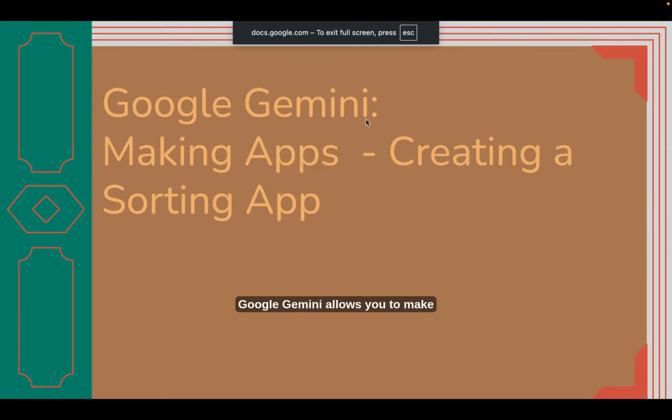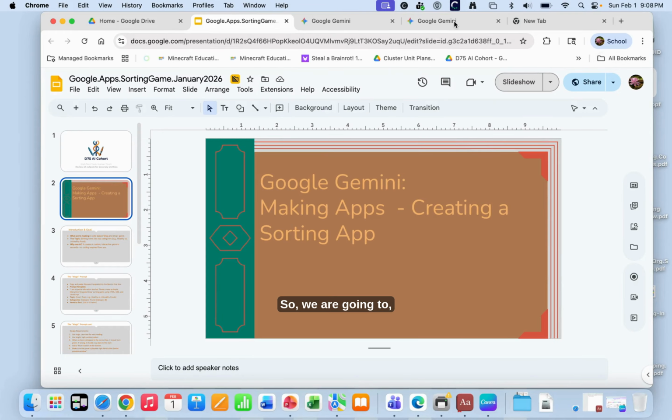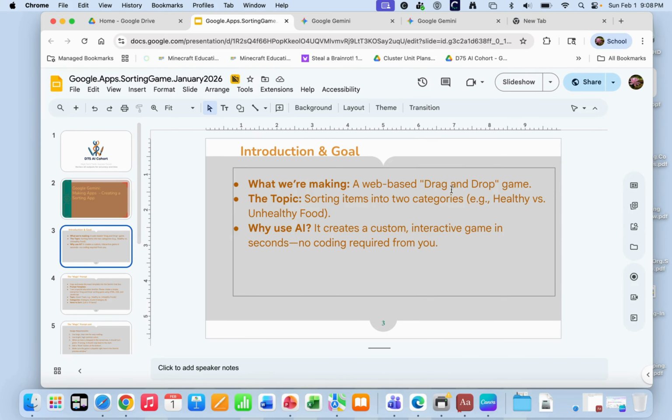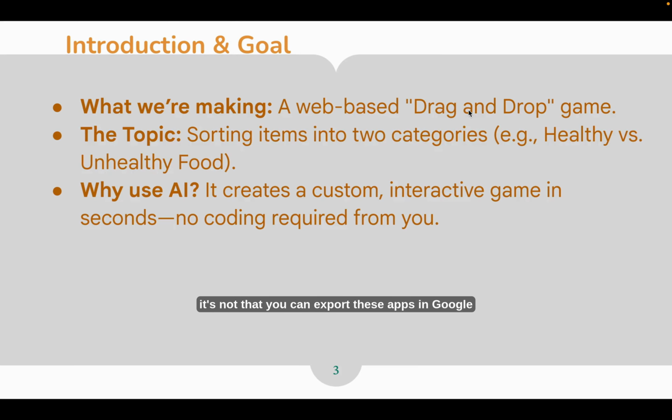So Google Gemini allows you to make apps. And this app that we're making today is a sorting app. When we make these apps, they are living in the browser. These apps are web-based, they are drag and drop. So it's not that you can export these apps in Google Gemini and have kids click on a link or a QR code. No, they're living in your Google Gemini browser.